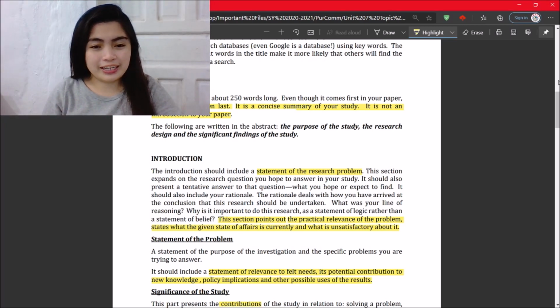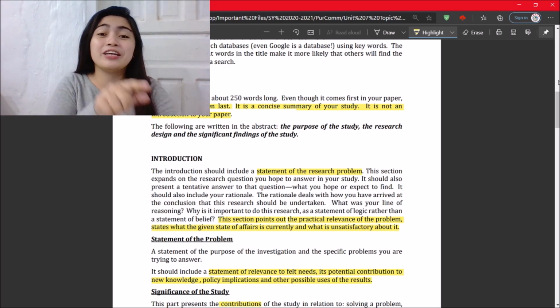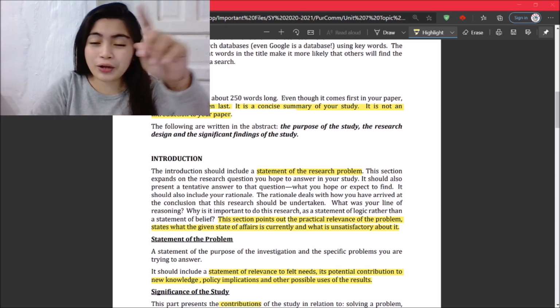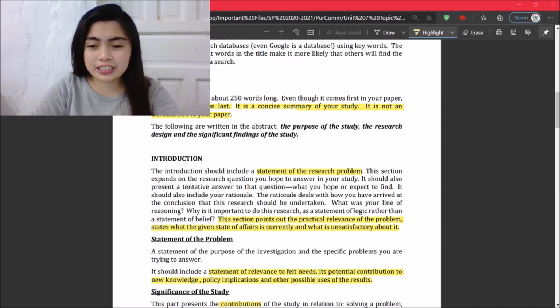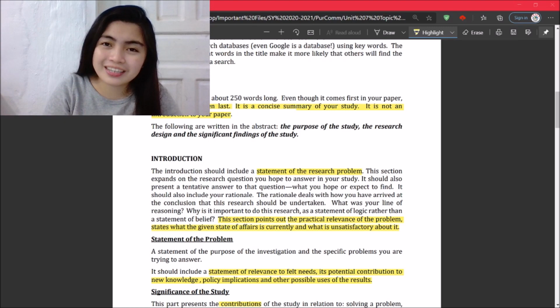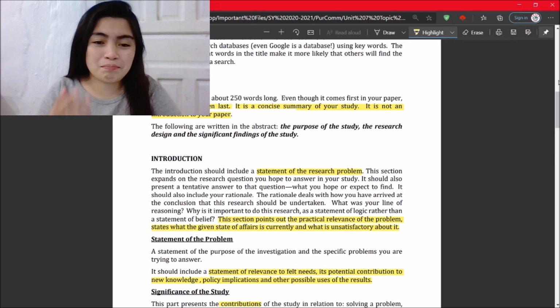Okay? So, let's have the next one. So, we have introduction. So, ayan, after no abstract table of contents muna, dito, table of contents, ayan, so 85 pages, and list of tables, and so on and so forth. And then, ayan, punta na tayo sa aming introduction. So, chapter 1, this is the problem and its background.